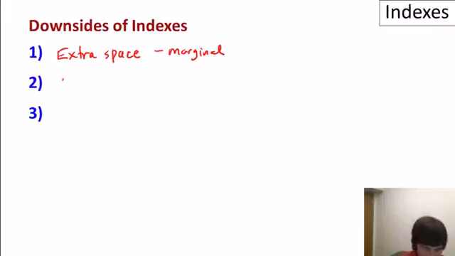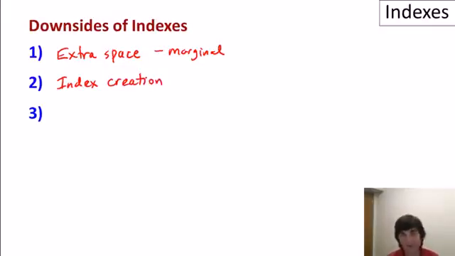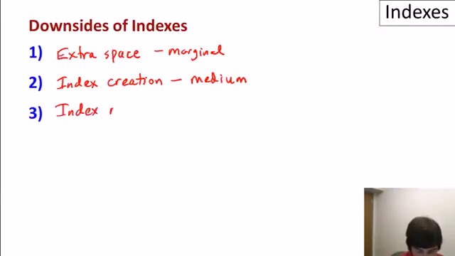The second downside is the overhead involved in index creation. So when a database is loaded, if we're going to have indexes, those indexes need to be created over the data, or if we add indexes later on, they need to be created. Index creation can actually be a fairly time-consuming operation, so I'm going to rate this as a medium downside. On the other hand, once the index is created, all of the queries run faster, so it's usually worthwhile to do it. The last one is the most significant one, and that's the issue of index maintenance.